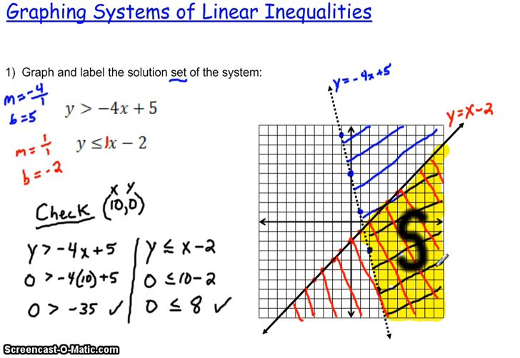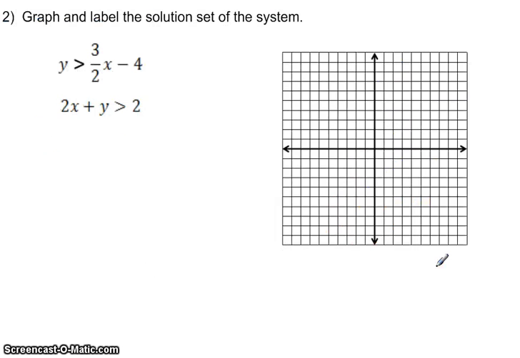All right, let's go to number 2. Number 2, we've got y is greater than 3/2 x minus 4. This one is in good form. Let me get my blue pen here. The m is 3/2, and the b is negative 4.